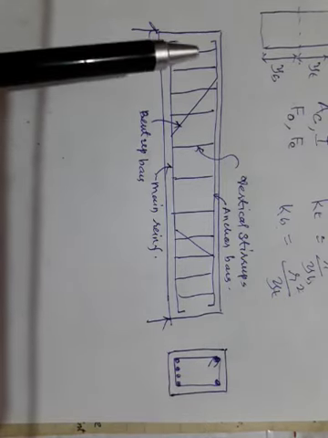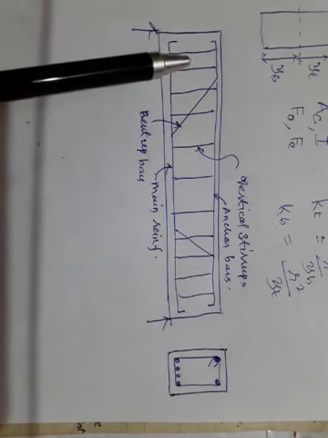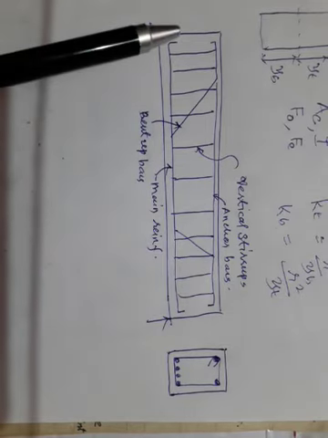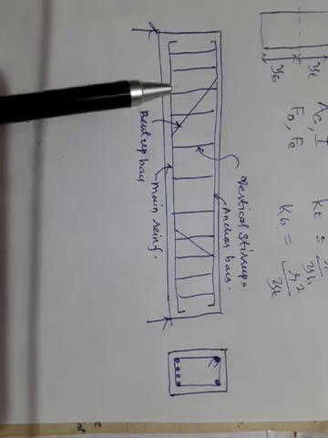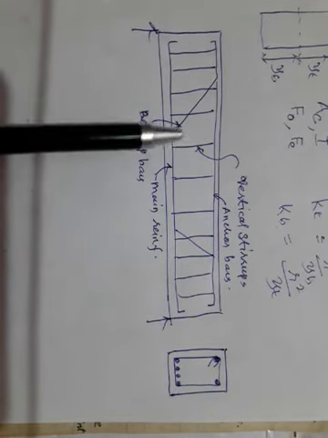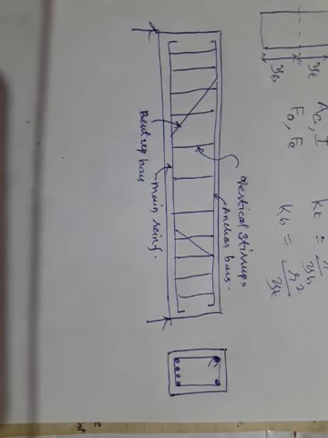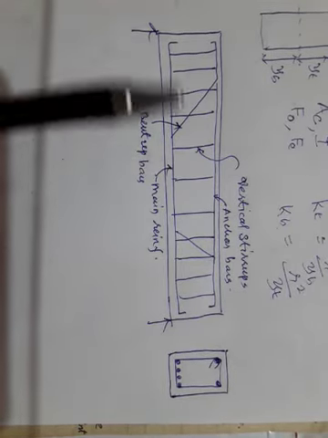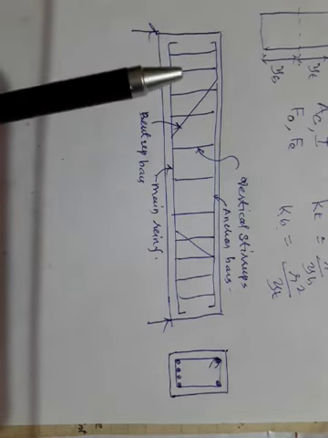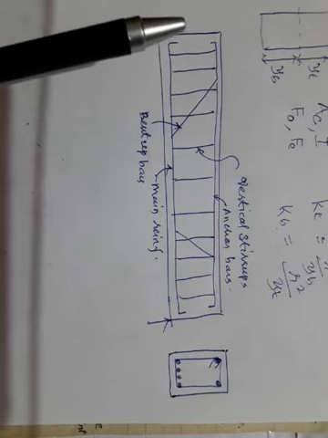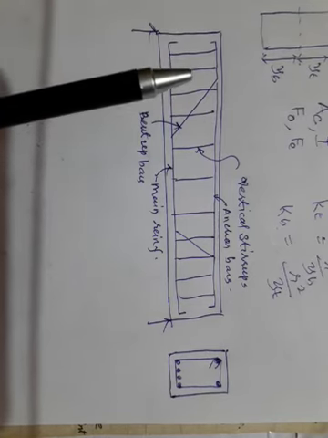So in the case of RCC, you know that the stirrups play an important role. It may be a two-legged stirrup, or it may be four-legged, five-legged, six-legged, etc. These stirrups and bent up bars can effectively resist the shear. And also, you have seen that shear is mainly due to the diagonal tension or the principal tension.